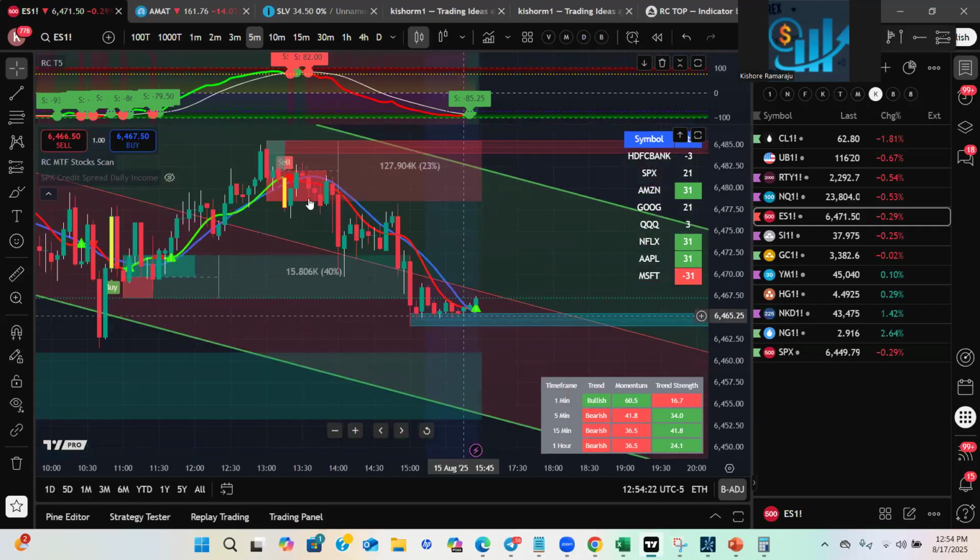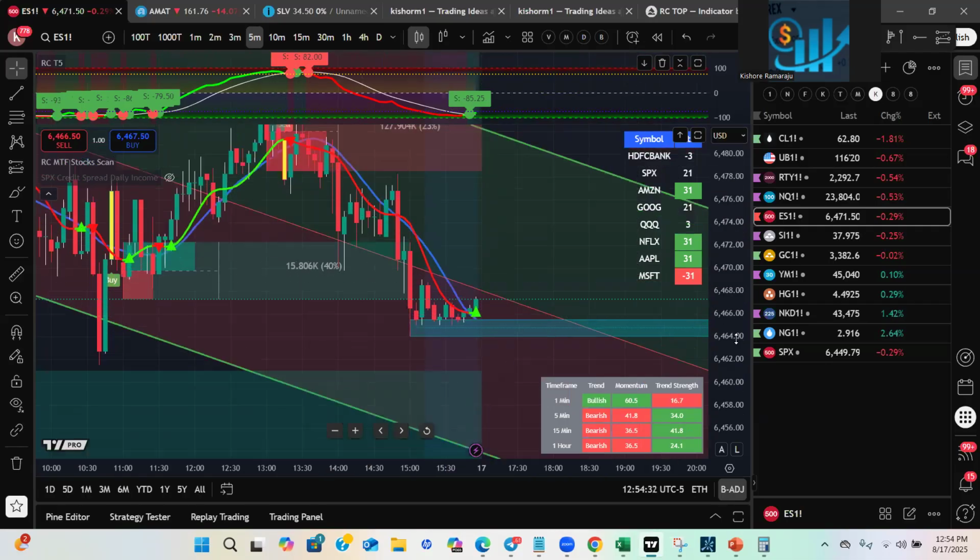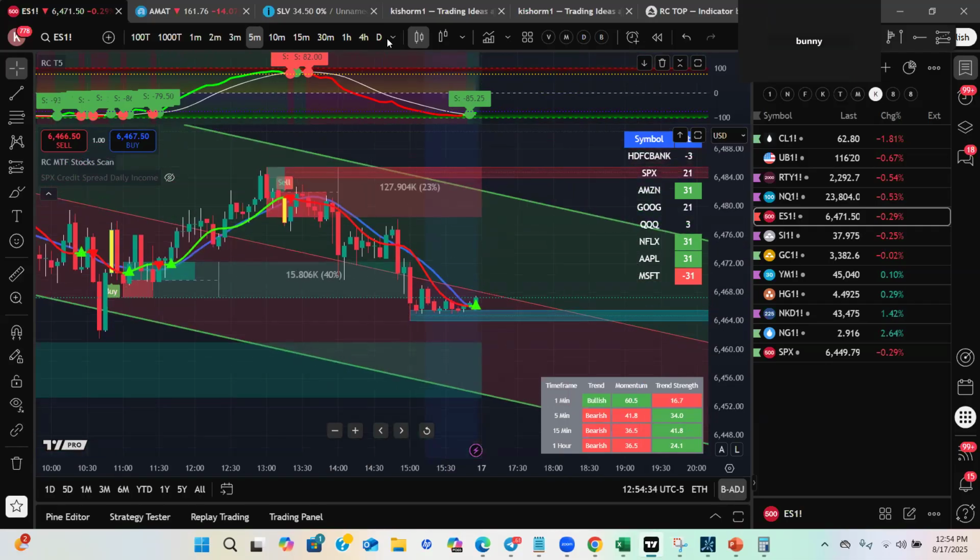You can use this technique for prop firms which will not allow you quick scalping. You can take a trade and hold it for a longer duration.